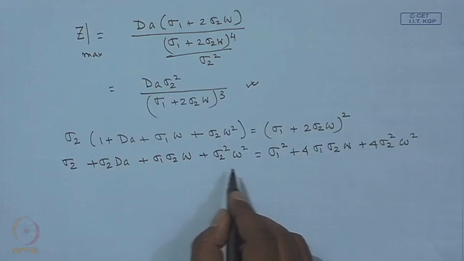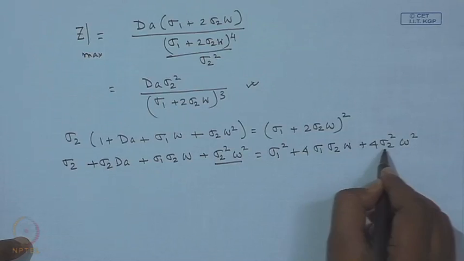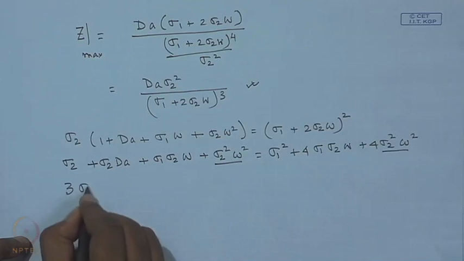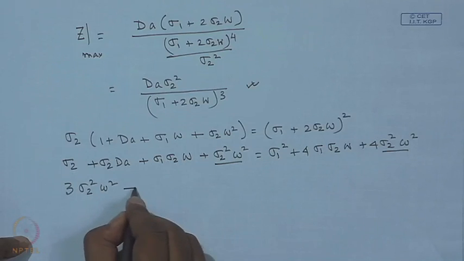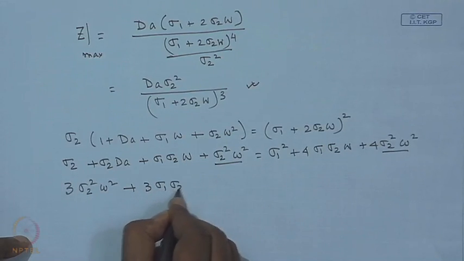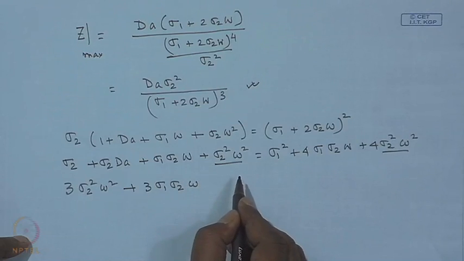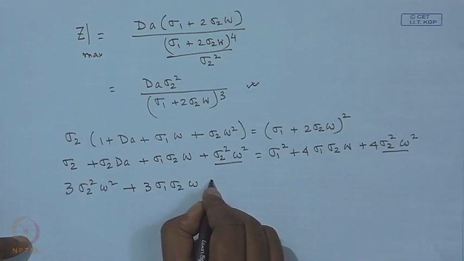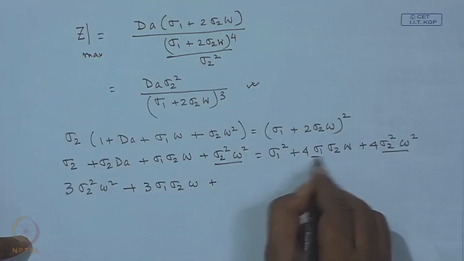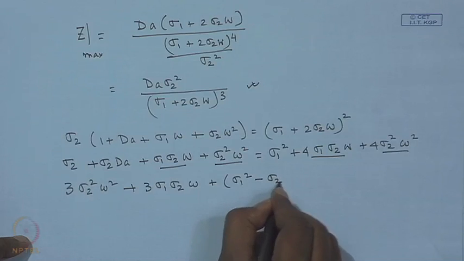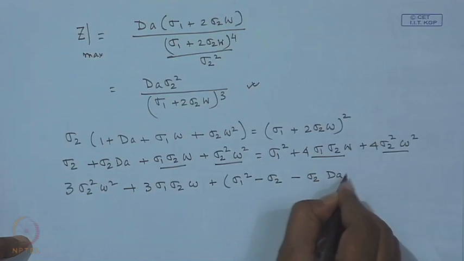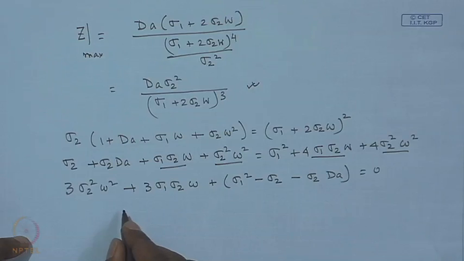So, you get all these terms on the right hand side. So, W square will be here. So, it will be 3 sigma 2 square W square, sigma 1 sigma 2 will be here. So, it will be plus 3 sigma 1 sigma 2 W, and plus this is taken care of, this is taken care of. So, the rest terms will be sigma 1 square minus sigma 2 minus sigma 2 dA is equal to 0. So, we solve this equation for W, and at this W our Z is maximum.